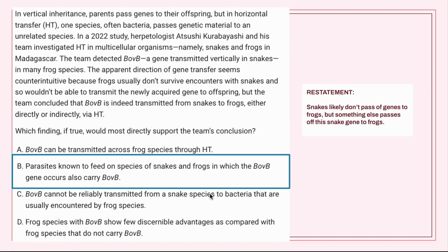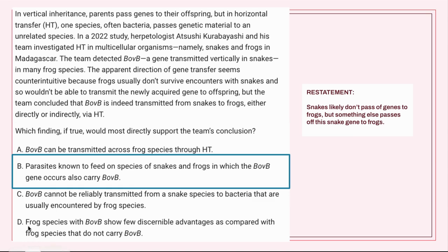So the bacteria ate the snake, which ate the frog. But it's saying BOFB cannot be reliably transmitted. So that doesn't really make any sense, because we want to prove that something is passing off the genes from the snake to the frog. So we want an answer choice that explains who exactly is doing that, how that is happening.